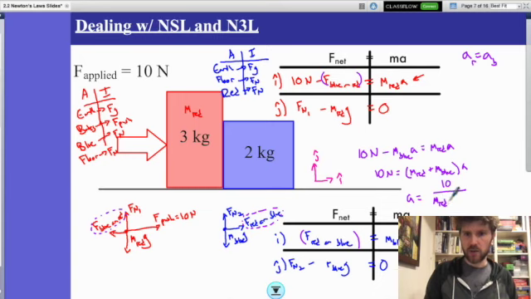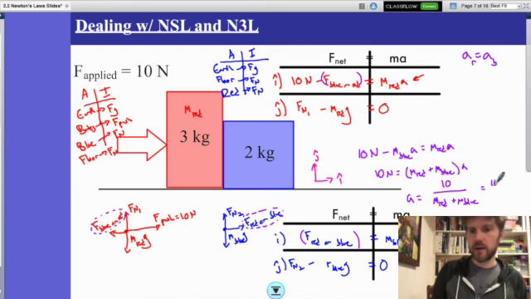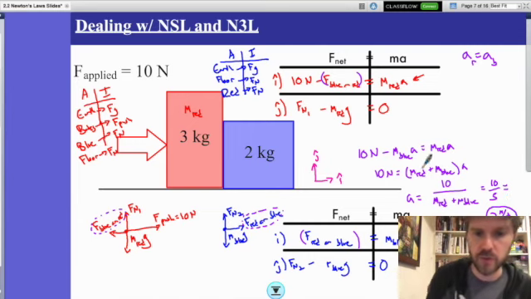And I just want to pause here for a second and say, we did a whole lot of work. We did a couple minutes of work writing free body diagrams and everything. And in the end, what we got is that pushing a 3 kilogram box and pushing a 2 kilogram box is kind of like pushing a 5 kilogram box. I do 10 over 5 to get an acceleration of 2 meters per second squared.